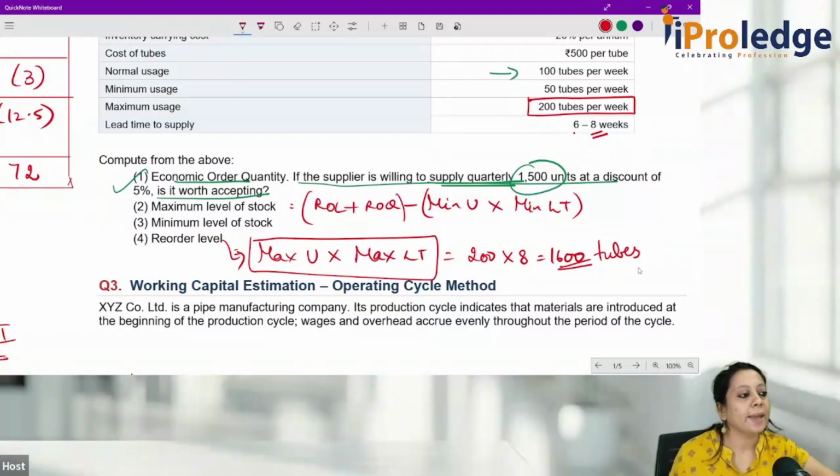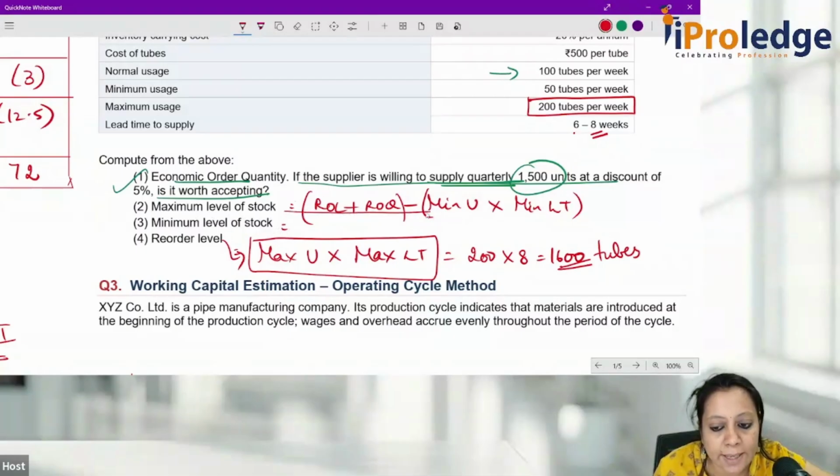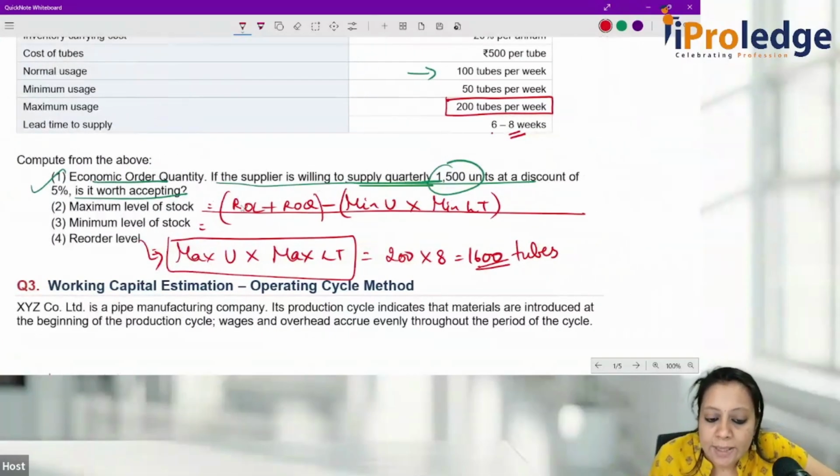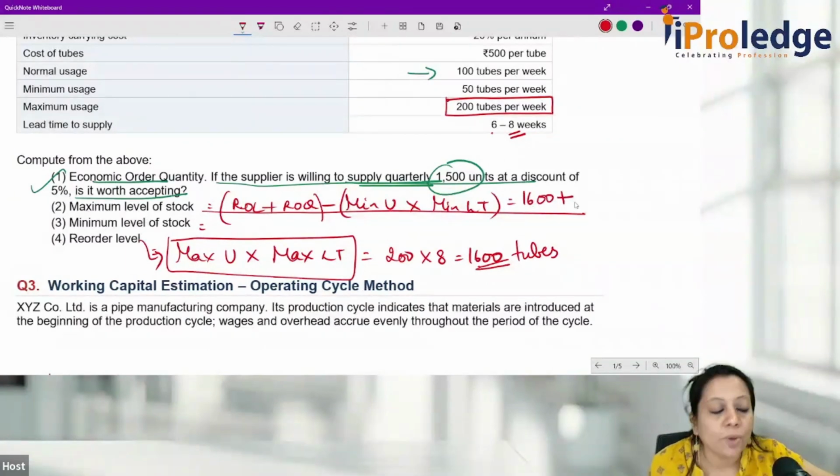So when I'm having 1600 tubes in my warehouse, I will place the next order. That is the reorder level. How much I'm ordering? That is reorder quantity. Now, minimum level. Why did I do reorder level first? Because I needed this, right? So first I'll finish maximum level. Maximum level is reorder level, that is 1600, plus ROQ.